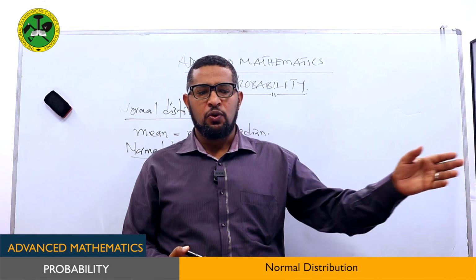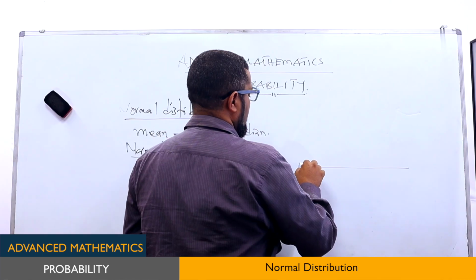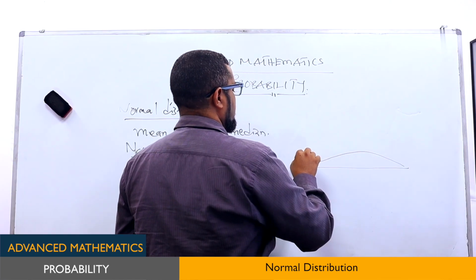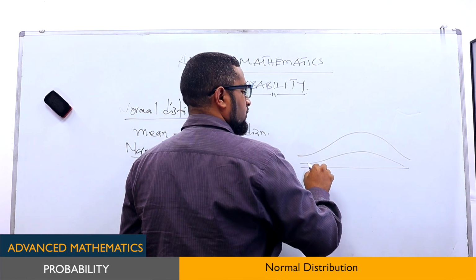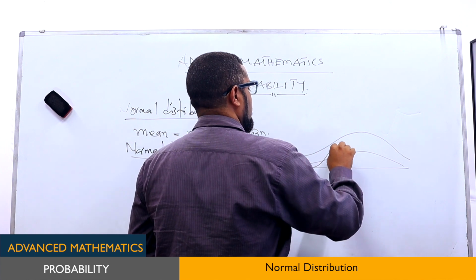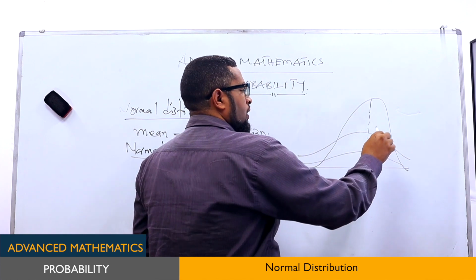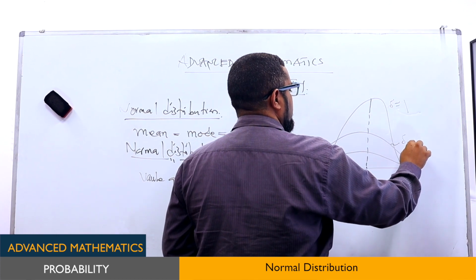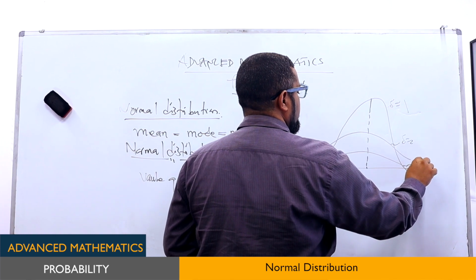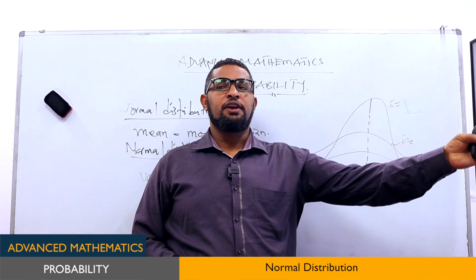Now if you see here, we have a curve. Our curve here contains 3 different curves. Let's take number 1, number 2, it has a standard deviation of 1. That one is standard deviation number 2. And the last one, standard deviation number 3. So if you look clearly, the graphs are different.